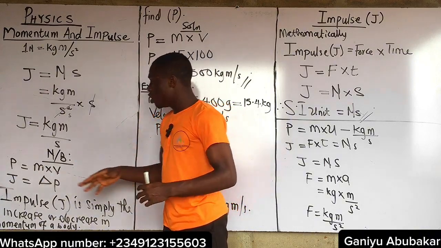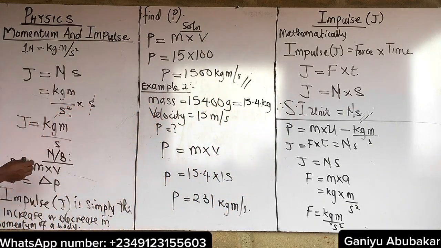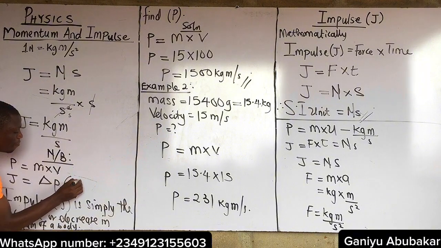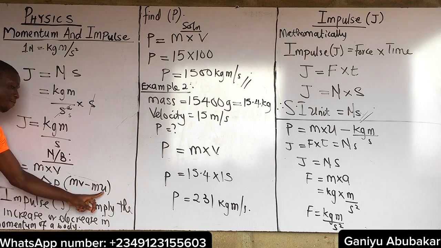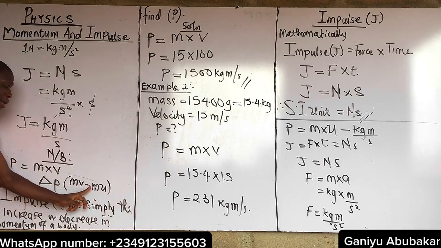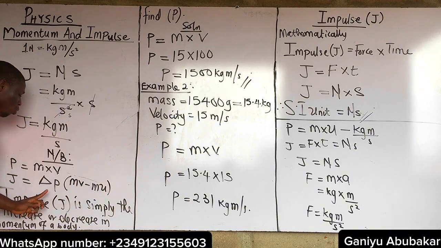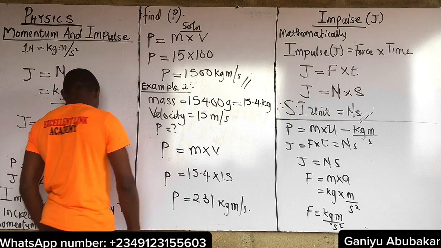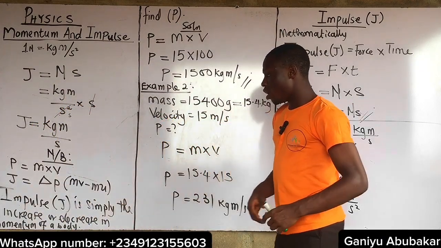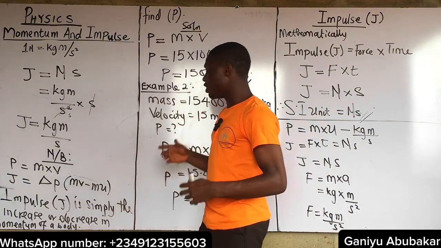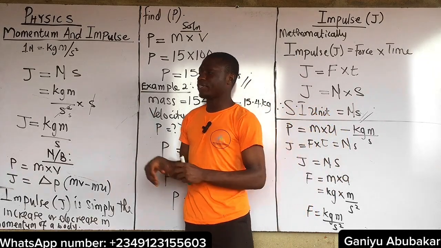So I'm saying that the difference between impulse and momentum is that momentum P is equal to mass and velocity. Impulse J is equal to the change in momentum. When I say change in momentum, what do I mean? I mean mv minus mu. Very important. This is v final, u initial. Momentum is mass and velocity. So start with the final velocity first before initial. So this is like the expression for change in momentum. So note that impulse per se is simply the increase or decrease in momentum. So that's what you need to note at this point here.